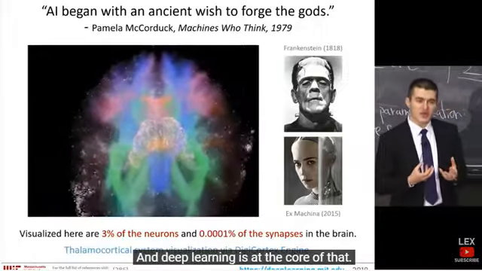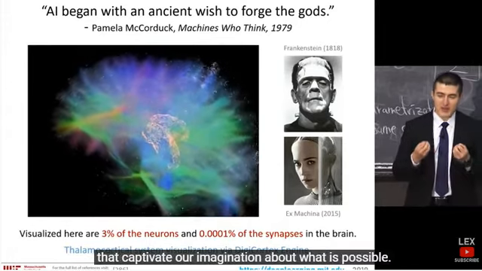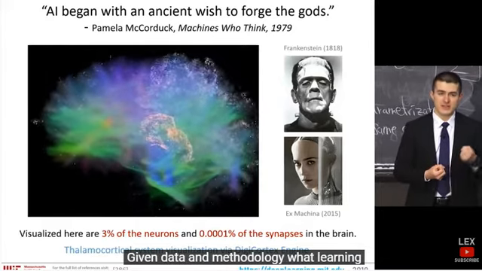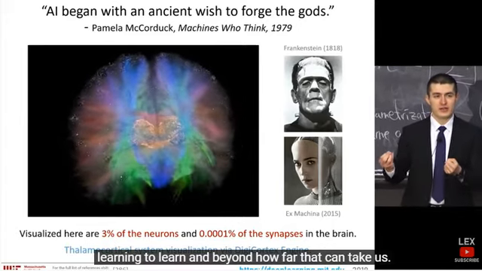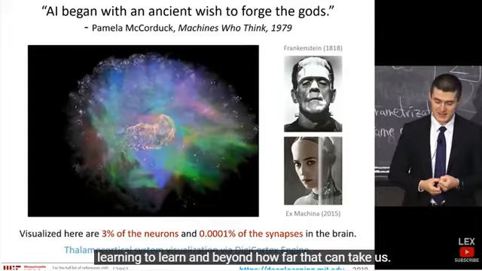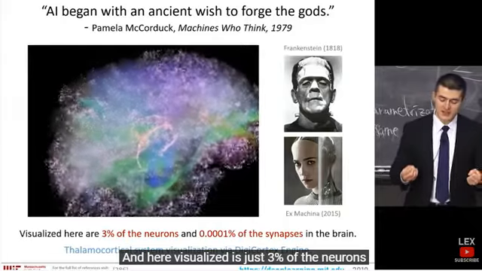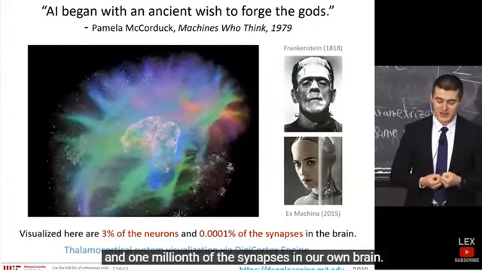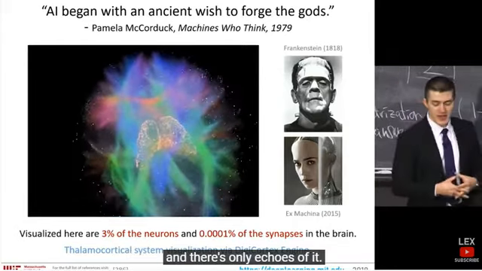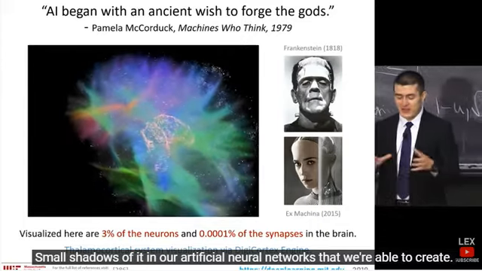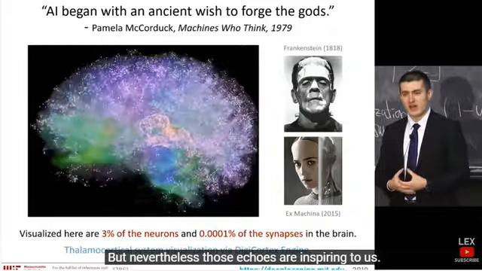And deep learning is at the core of that, because there are aspects of it, the learning aspects, that captivate our imagination about what is possible, given data and methodology, what learning to learn, and beyond, how far that can take us. And here visualized is just 3% of the neurons and 1/1,000,000th of the synapses in our own brain. This incredible structure that's in our mind, and there are only echoes of it, small shadows of it, in our artificial neural networks that we're able to create. But nevertheless, those echoes are inspiring to us.